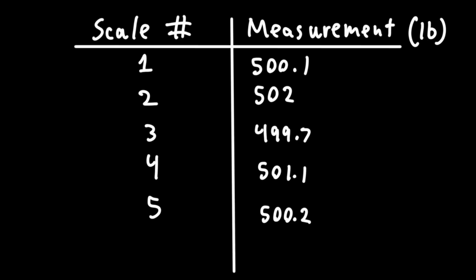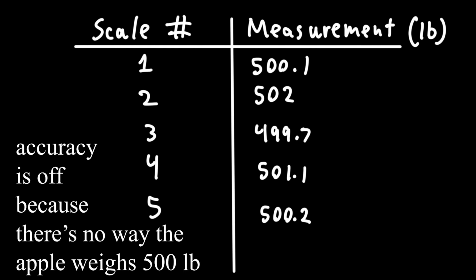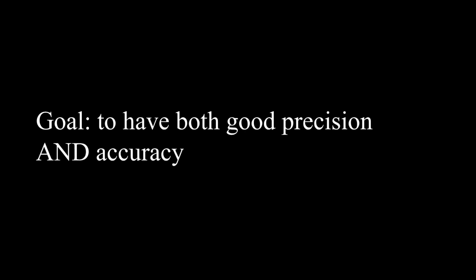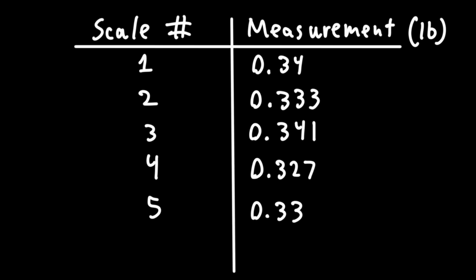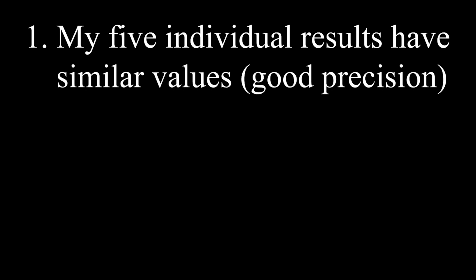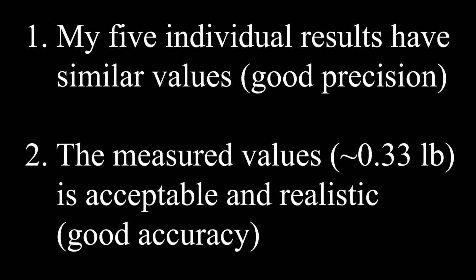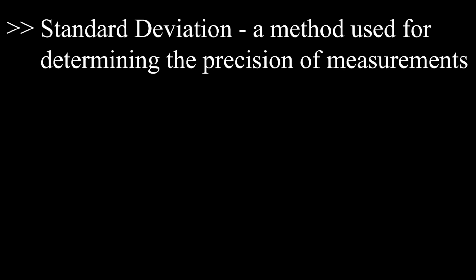For example, if all 5 of the scales report a ridiculous number like 500 pounds, my accuracy is off because there's no way a single apple is 500 pounds. In chemistry, we want both good precision and accuracy. So for instance, if all 5 of my scales reported about 0.33 pounds for the apple, I have both good precision and accuracy because 1, my 5 results are similar to one another, and 2, a 0.33 pound apple is an acceptable value, unlike 500 pounds. Standard deviation is used to determine precision.